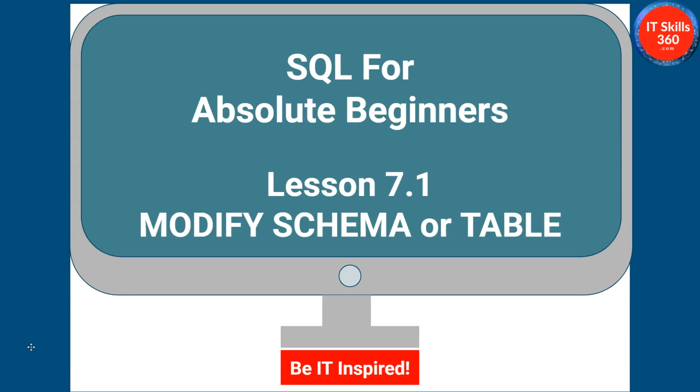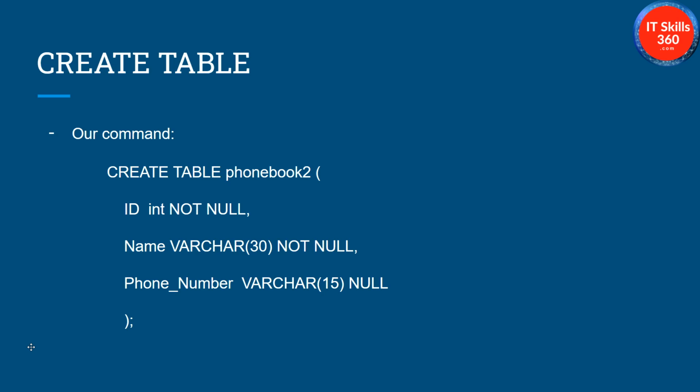Now, it does happen that after we created the table, there will be a need either to rename the column, change the type of the column, or delete the column, or even completely delete the table, or even schema. Normally, it doesn't happen, but just in case we have to, what are those commands? So let's take a look at it.